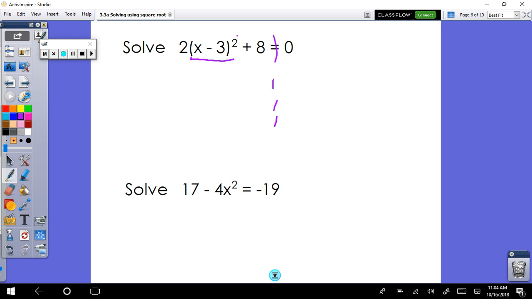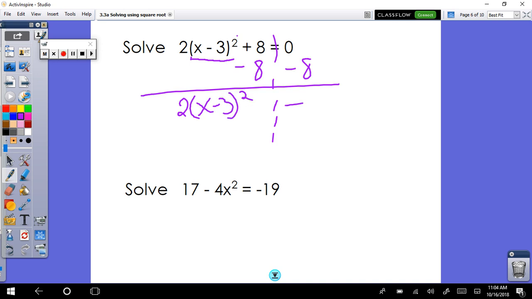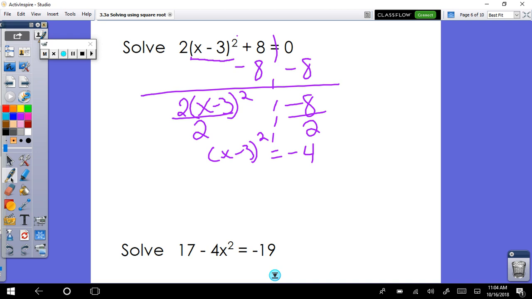So first thing I'm going to do is subtract 8 from both sides to get this plus 8 over here. And it's going to leave me with 2 times x minus 3 squared equals negative 8. And this is 2 times this expression, so I'm going to divide by 2. And I'll get x minus 3 squared equals negative 4.